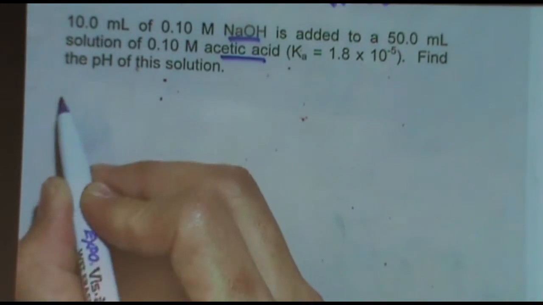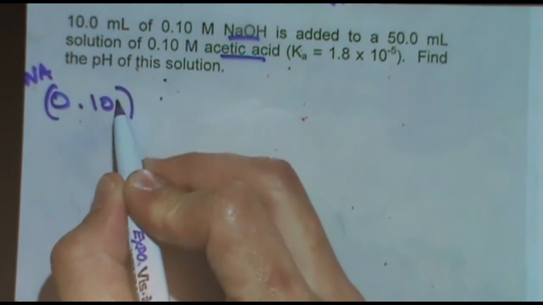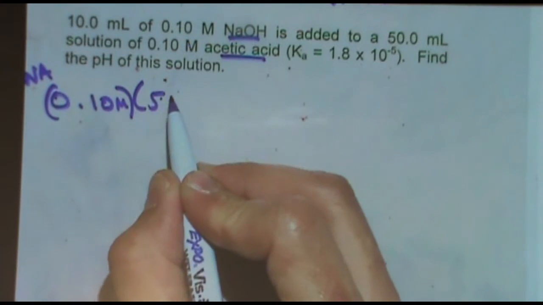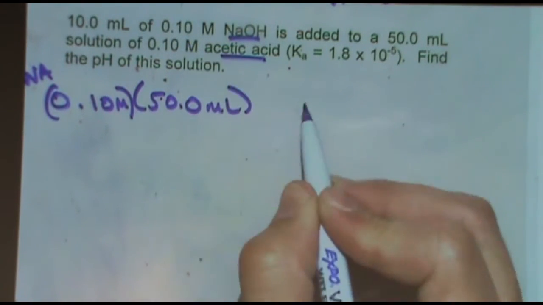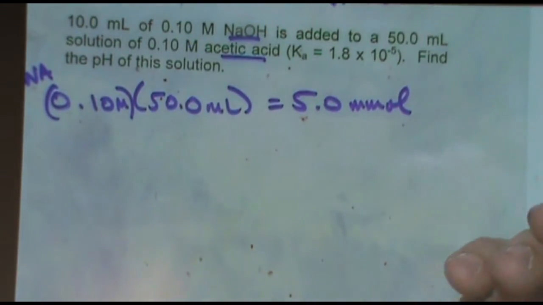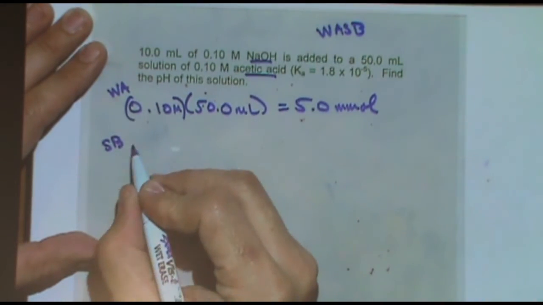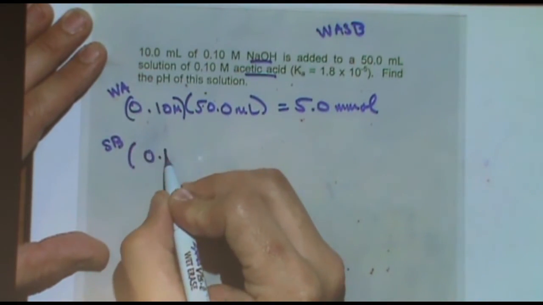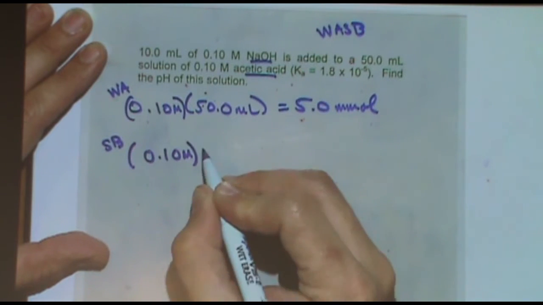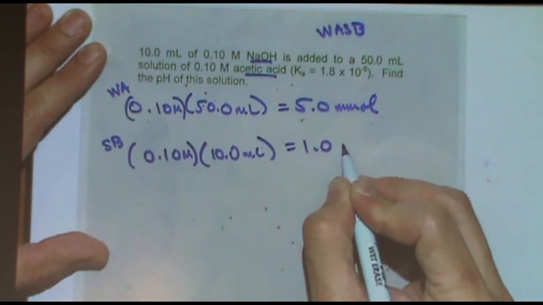Okay, let's find out how many moles of each we have, and that will tell us how to solve it. So we've got the weak acid, which is the acetic acid, 0.1 molar times 50 milliliters, and that's 5 millimoles. Okay, for the strong base, that's the sodium hydroxide. Let's zoom out a little bit. There we go. For the strong base, we're also 0.10 molar, but 10 milliliters. So this is going to be 1 millimole.